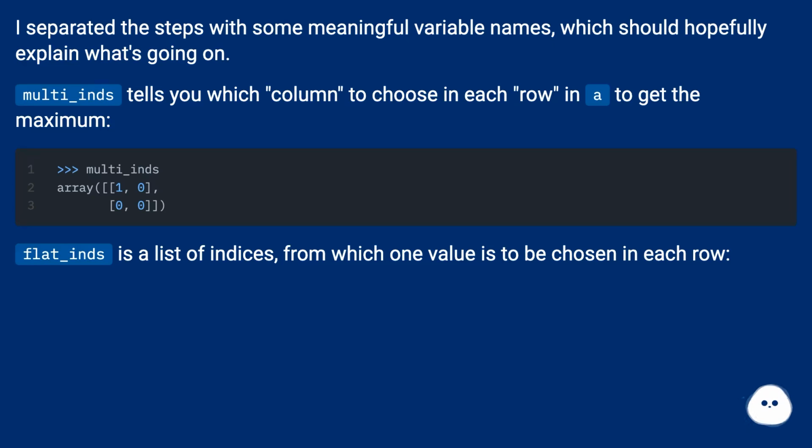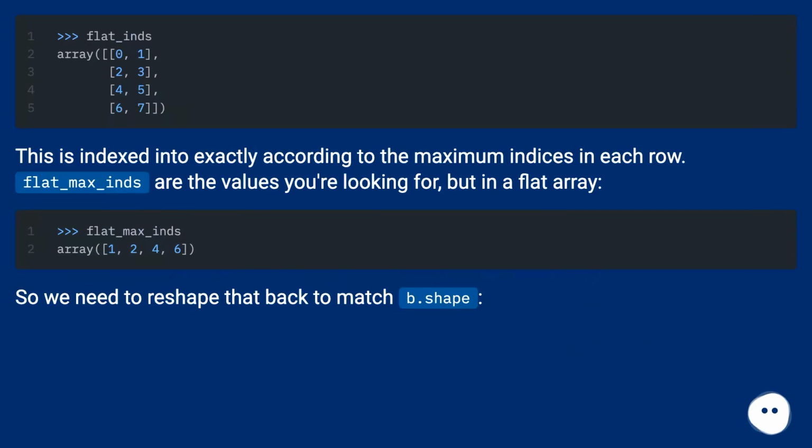Flat_ins is a list of indices, from which one value is to be chosen in each row. This is indexed into exactly according to the maximum indices in each row. Flat_max_ins are the values you're looking for, but in a flat array. So we need to reshape that back to match B.shape.